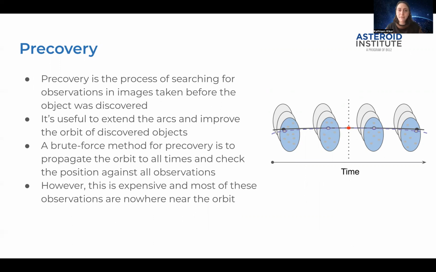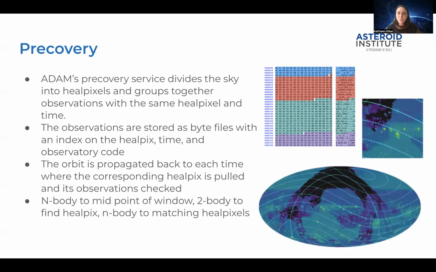One brute force method for this, if you imagine having a data set, is to take your orbit and propagate it back to every time within that data set, and then check that against every observation of every object there. However, as you can imagine, this is very time consuming, and most of those observations are going to be nowhere near the orbit.